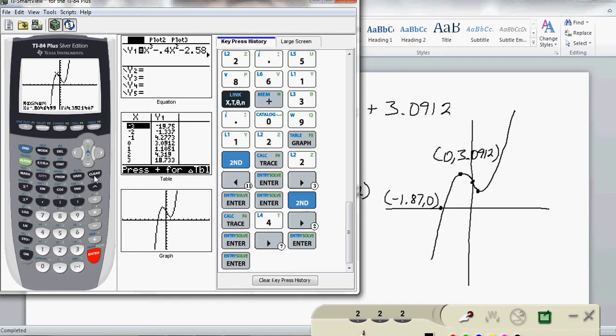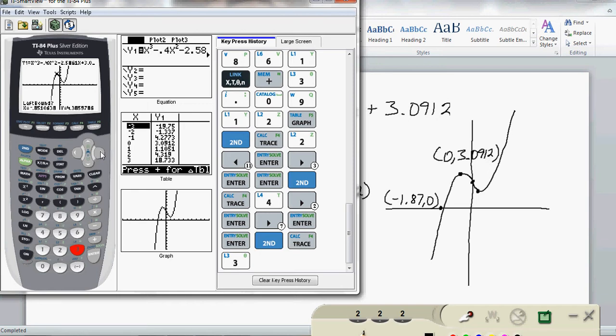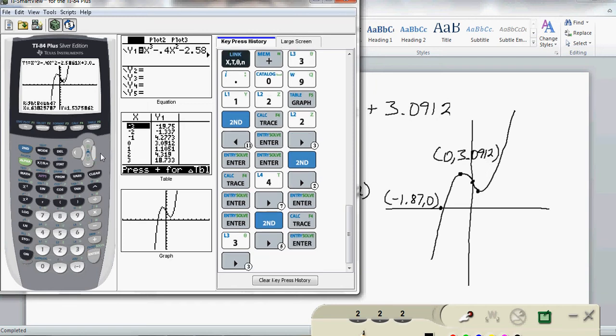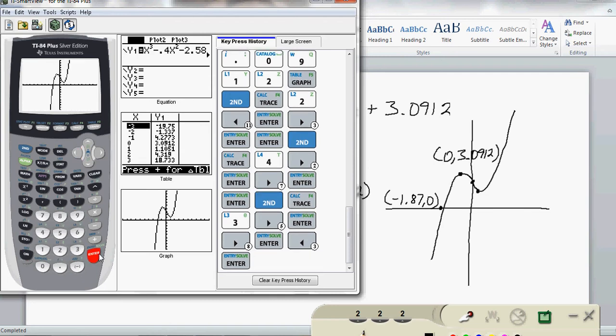But now let's find the minimum by using the same method. Second, calculate, and then the minimum is number 3. I need to be to the left of it, so let's just get a little bit closer. Not that it has to be closer, but there, I've got the minimum. And then it asks for a right bound, so I need to get to the right of it, hit enter, and then I need to give a guess. This time I'm going to actually try and guess it. Not that it matters, but I ended up with 1.07, 1.09, and so that will become my minimum.